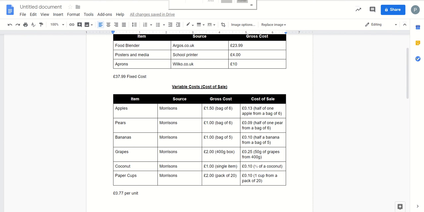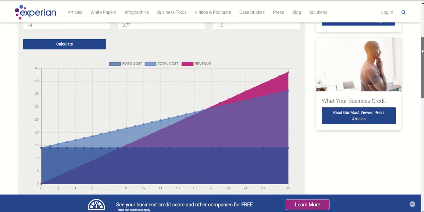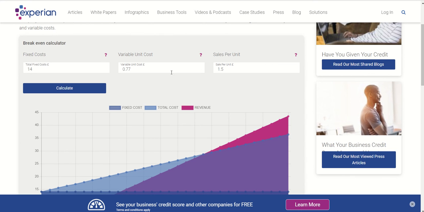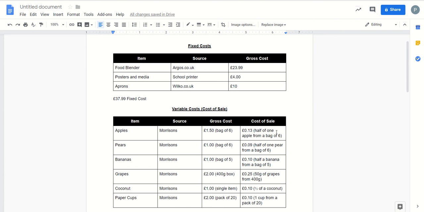But what's really great about a break-even calculator is once you've got your tables made up and you've got your research done, you can really start playing around with those figures and work out exactly what price you're going to sell things for, what the costs to you need to be, and what costs you can really live without. Can you get rid of anything from your fixed costs or even your variable costs that are going to have a massive impact on the way your business runs?